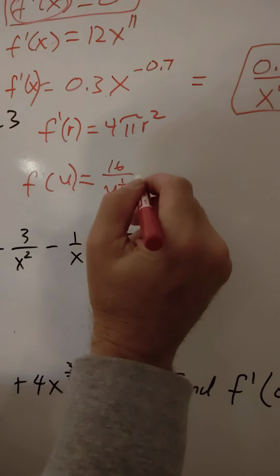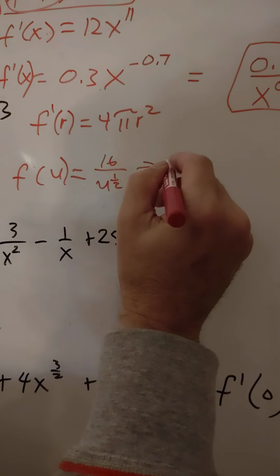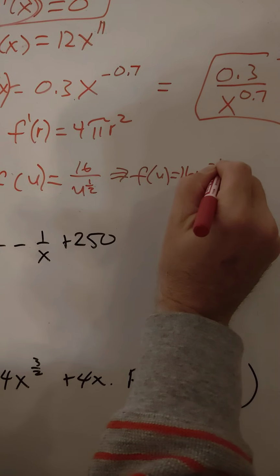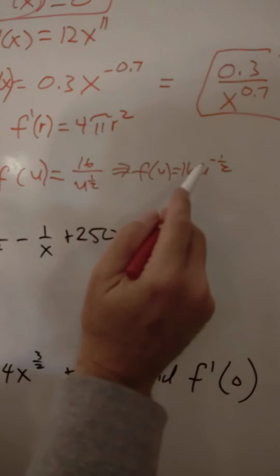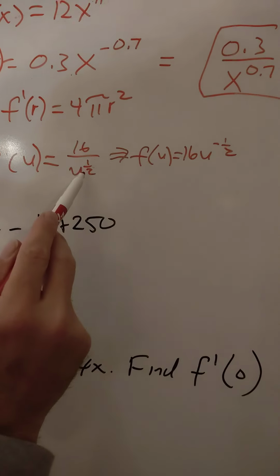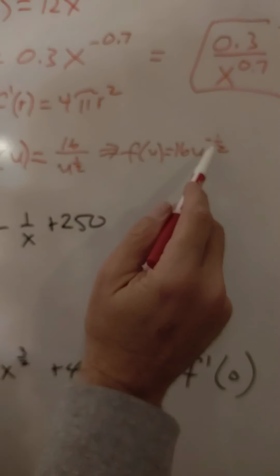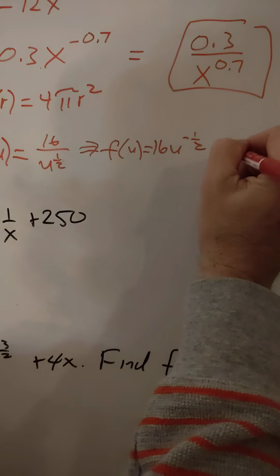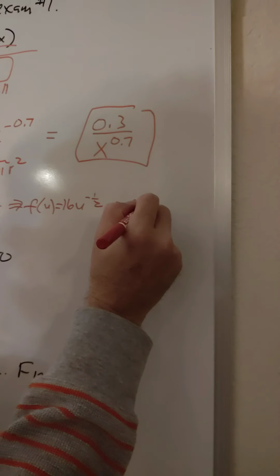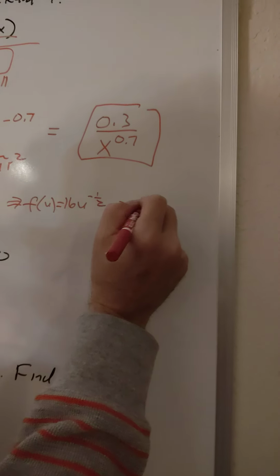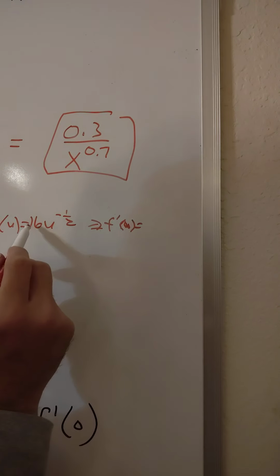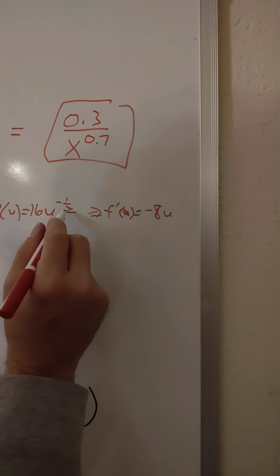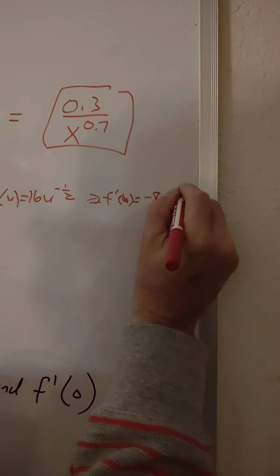Let's go ahead and simplify this even more, because why use the quotient rule if you don't have to? Exactly. So f of u equals 16u to the negative 1/2. It's nice if you feel comfortable with negative exponents. u to the 1/2 in the denominator is the same thing as u to the negative 1/2 in the numerator. And now we're ready to find the derivative. So f prime of u equals, let's do the power rule. What's negative 1/2 times 16? Negative 8 times u to the, what's negative 1/2 minus 1? Negative 1.5 or negative 3/2?